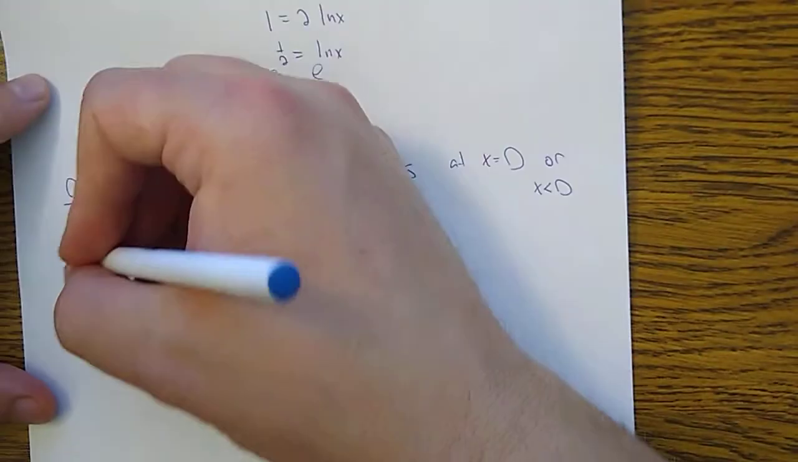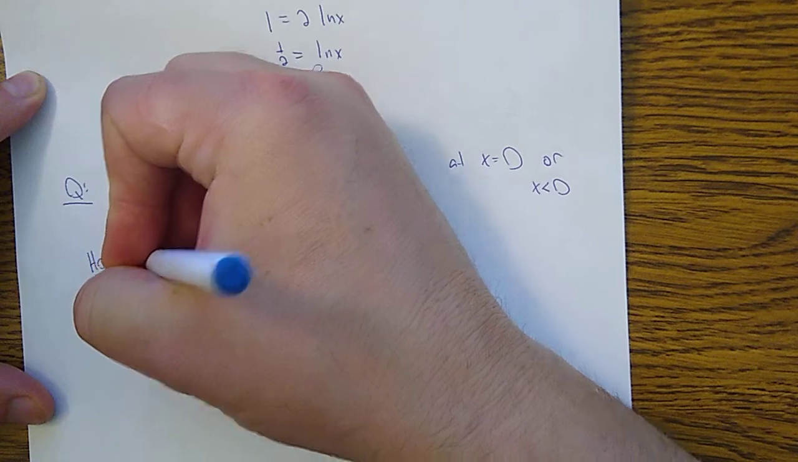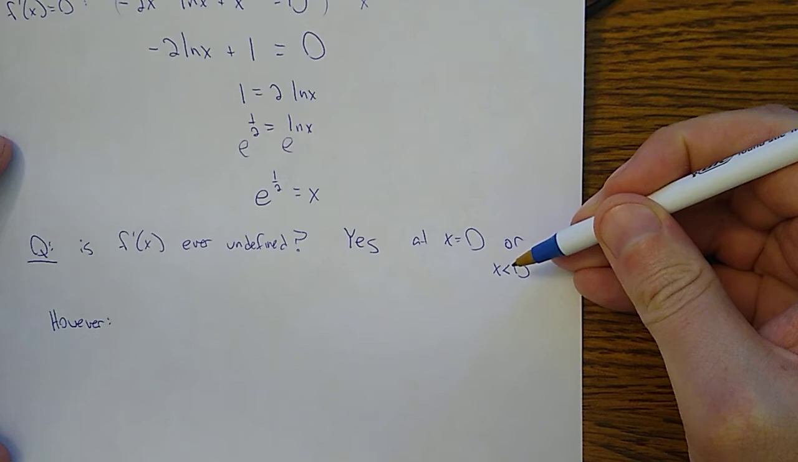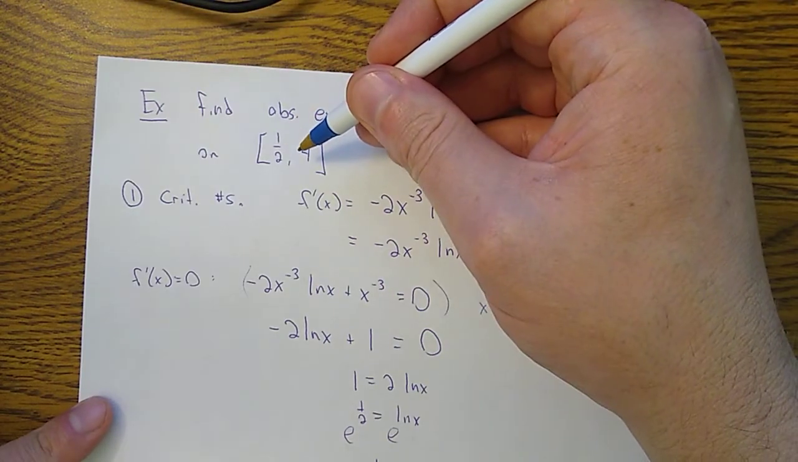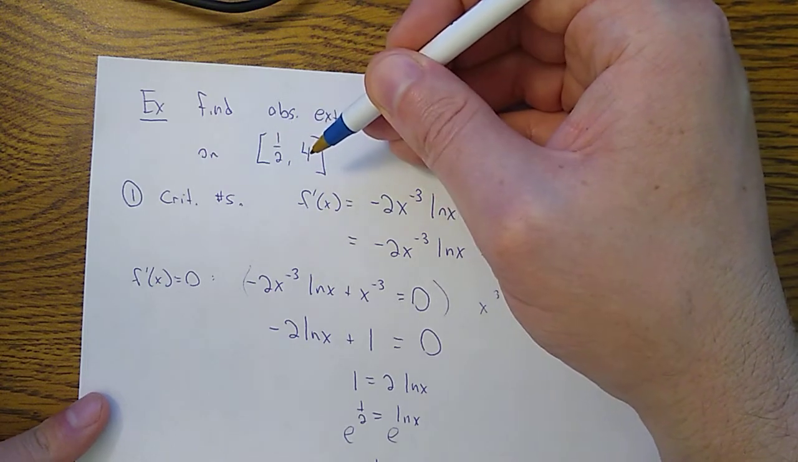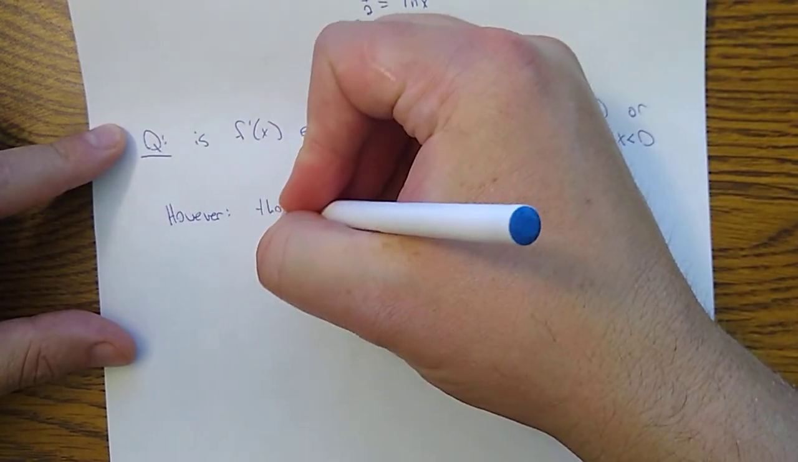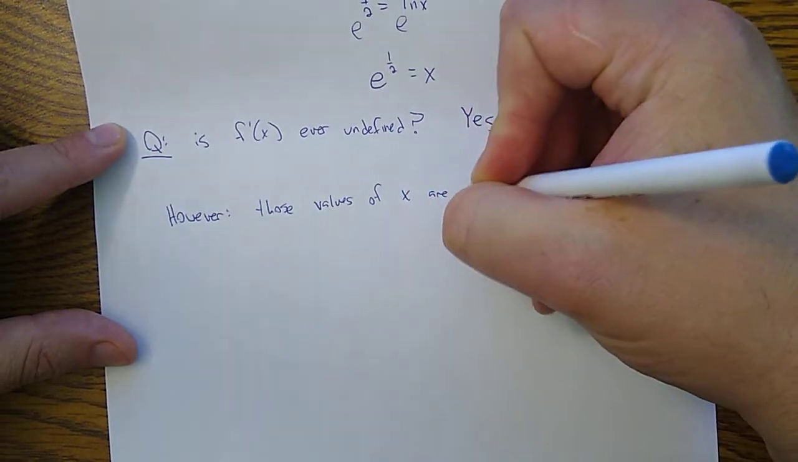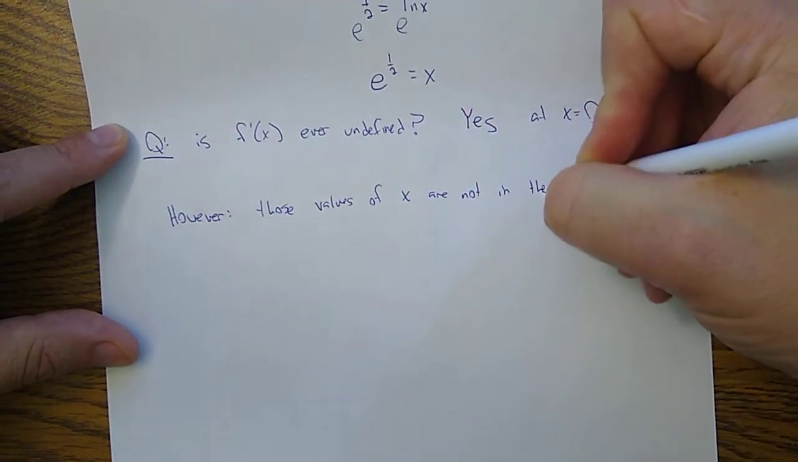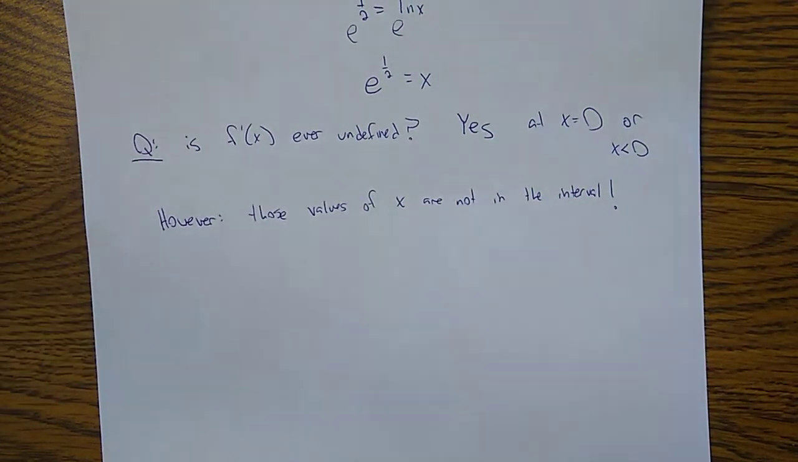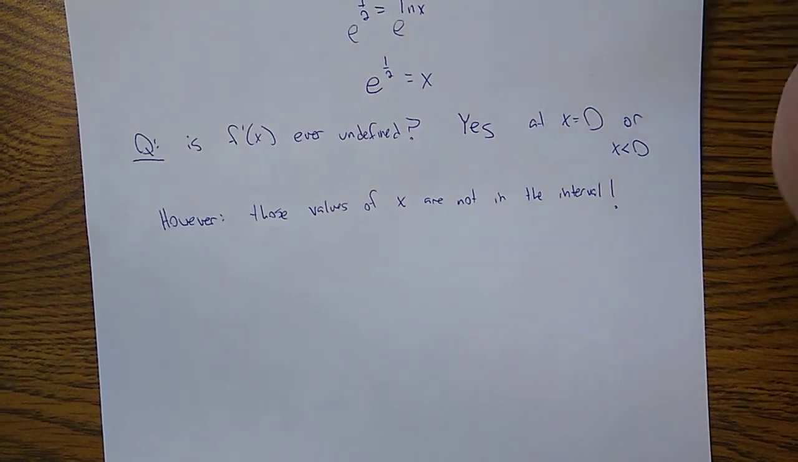However, these values of x, where we just found that the derivative is undefined, they're not in the interval. So for that reason, for this problem, we're not going to have to worry about those anymore. You only worry about critical numbers that are in your interval.